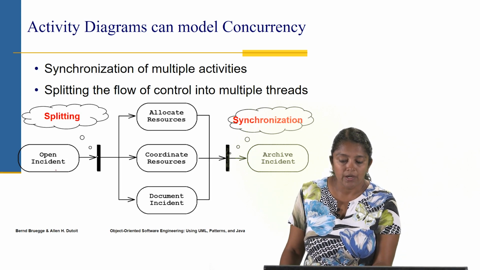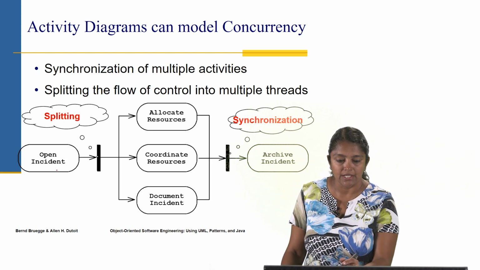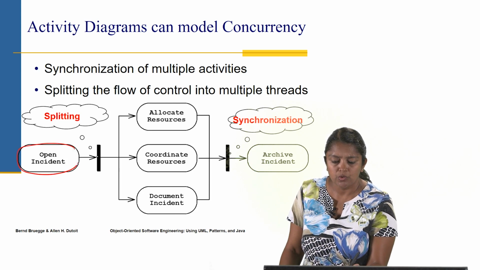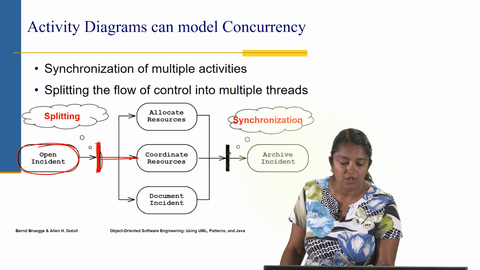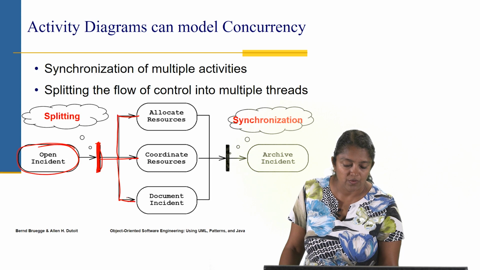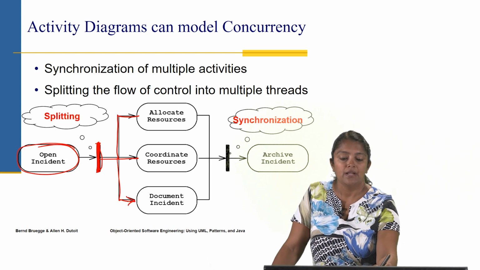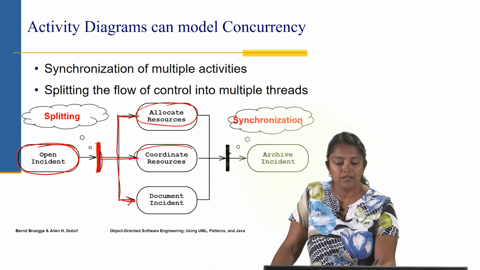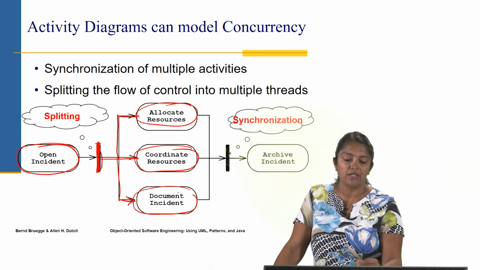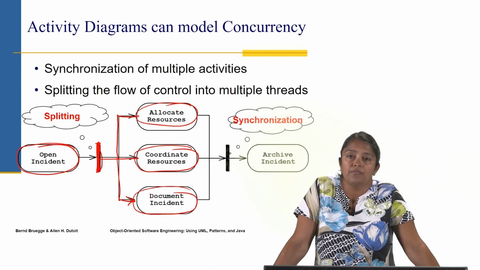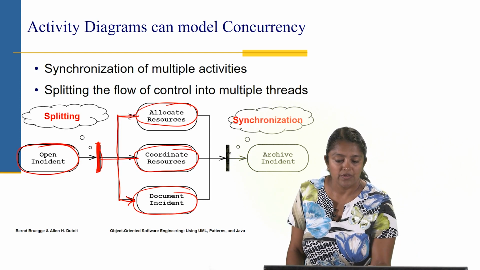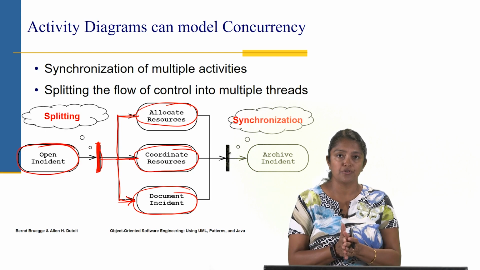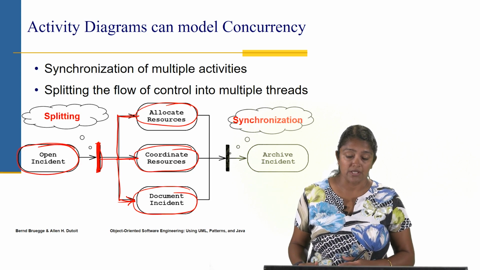fork. So what you see over here is basically we want to open an incident, and after the incident record is opened, here's where the splitting action occurs. So we can split the flow of control into 3 threads. What's being said here is that resources can be allocated, resources can be coordinated, and the incident can be documented. All of these 3 activities can happen at the same time in parallel. That's the reason we have split it into these 3. The flow of control has been split into 3 threads.